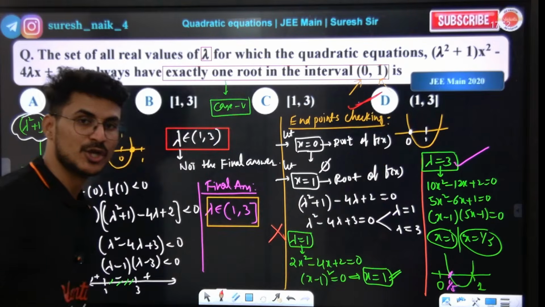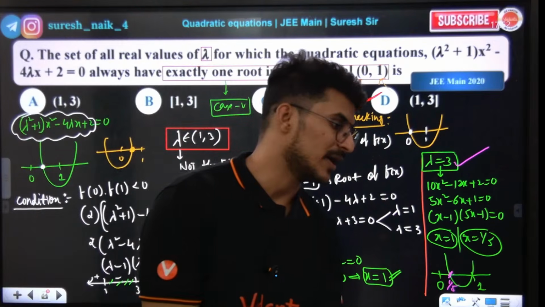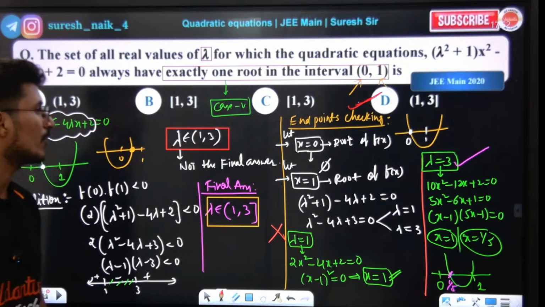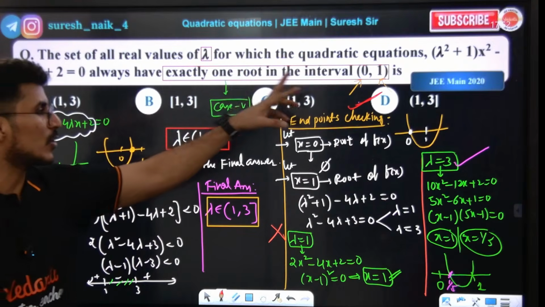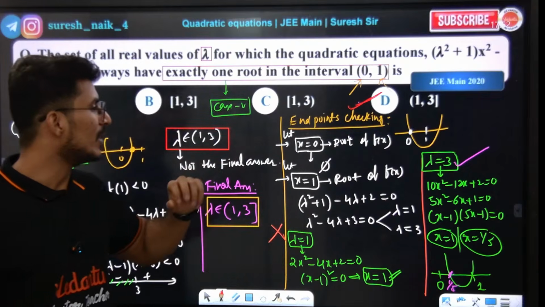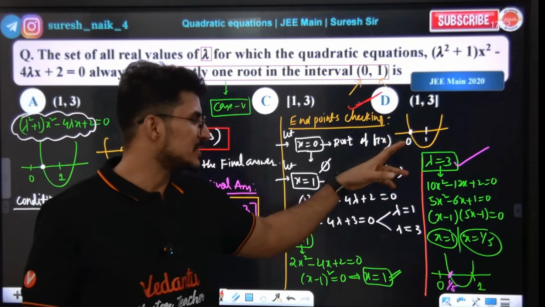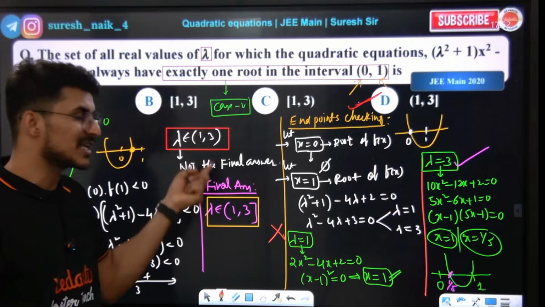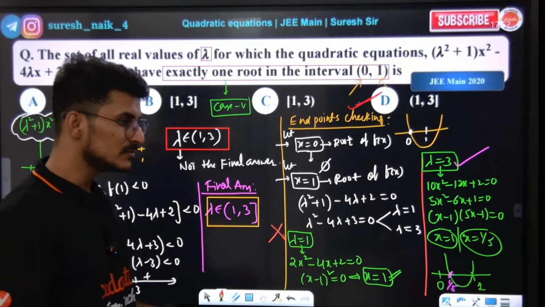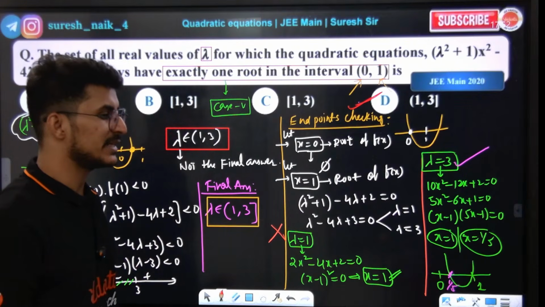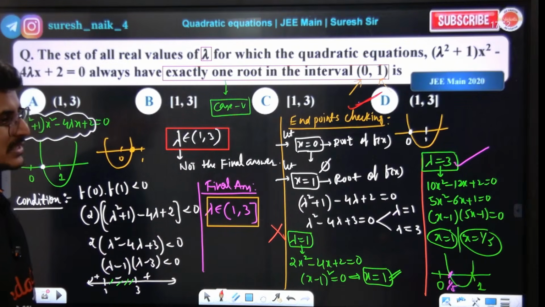Understood, guys? This much you need to analyze behind this. Okay wow, this is the common practice for all the kinds of questions like this. The set of all the values of lambda for which the quadratic has exactly one root in the interval 0, 1. You must definitely see the end points, this is the answer you got. Is there a difference or not, tell me. You need to listen to these classes.